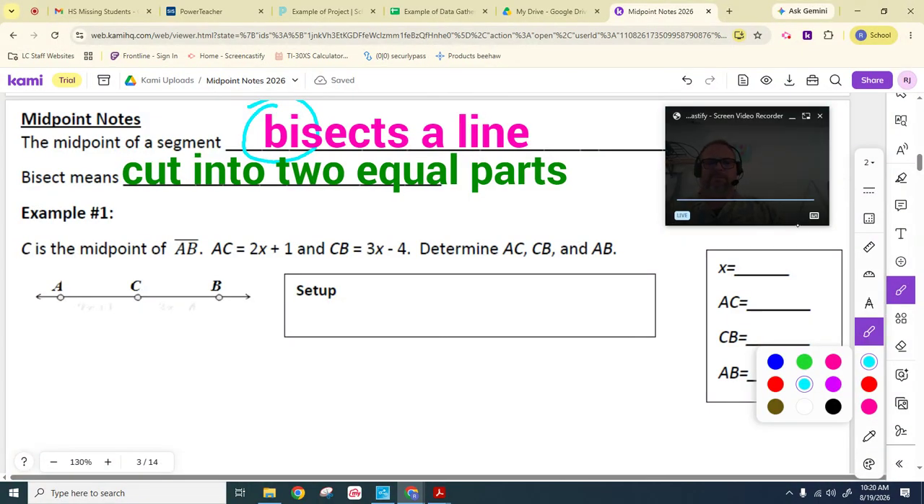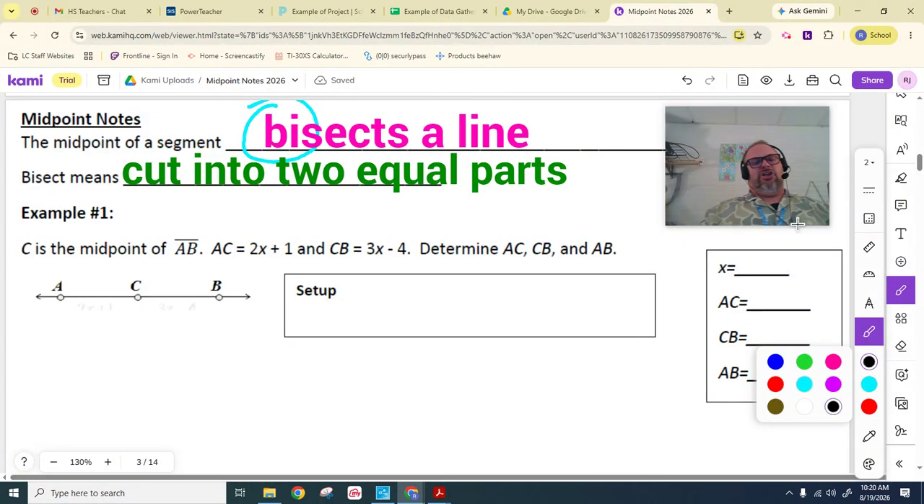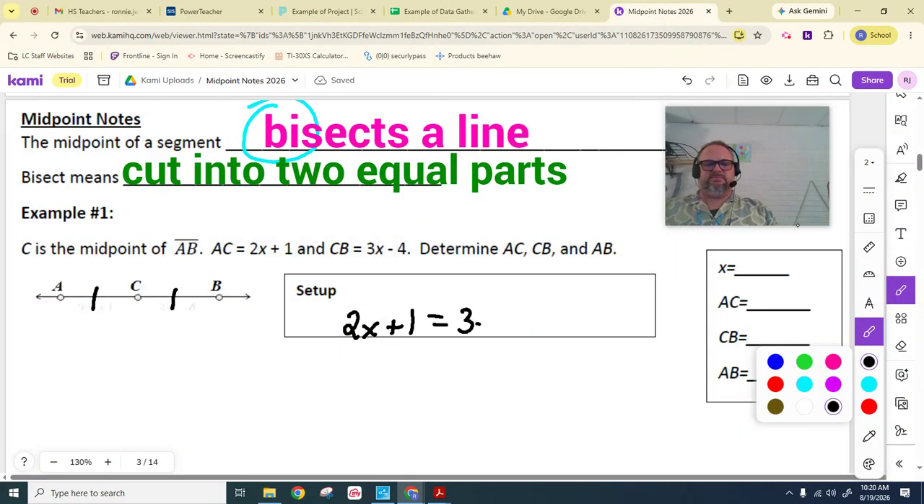Okay. Now, example 1, C is the midpoint of this part. All right, now, because it cuts it into two equal parts, we can actually label it like this. Remember, those little hash marks mean that this line segment is equal to this line segment, okay? AC is this. CB is this.